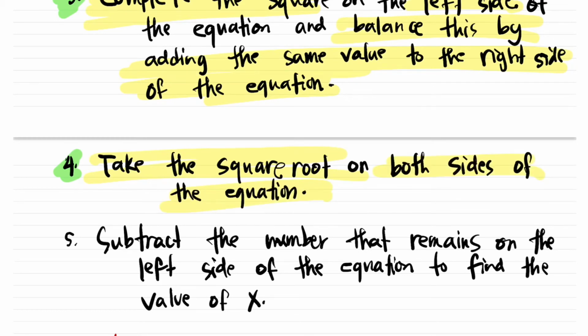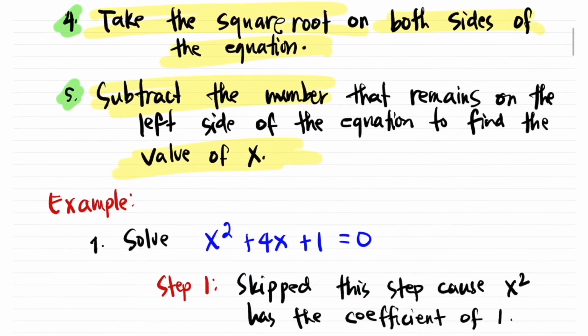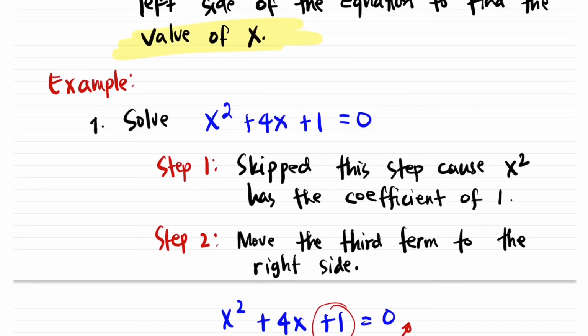Next, step 5, we subtract the number, or we add the number that remains, so that we will be able to find the value of x. Those are the 5 steps on how to solve using completing the square.